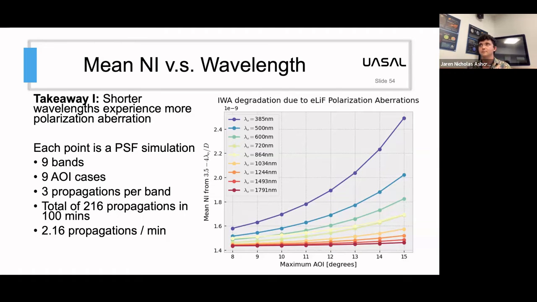It looks like they asymptote to that value, so if you go to a maximum angle of incidence of 0 degrees, they're going to be at that same value. It just stays there. Yeah, that makes sense, polarization aberration there. Yeah, that would be worth revisiting. Thank you for pointing that out.